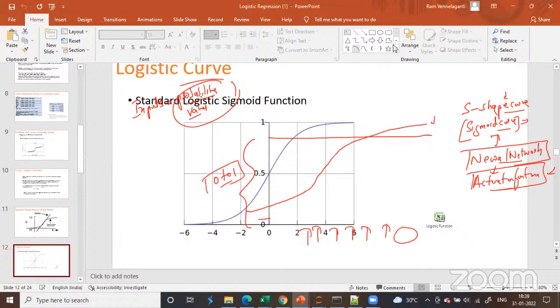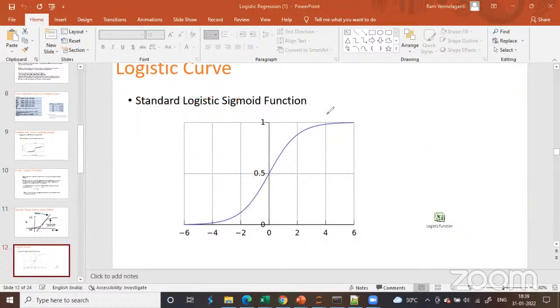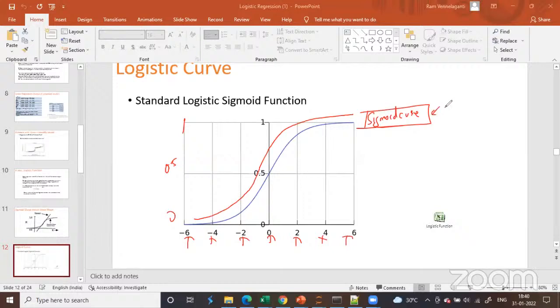So this is our logistic function, the sigmoid curve. Any real number can be supplied as your input, and it is going to map that value into a value between 0 and 1. This is your sigmoid.